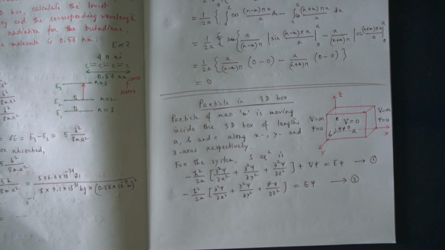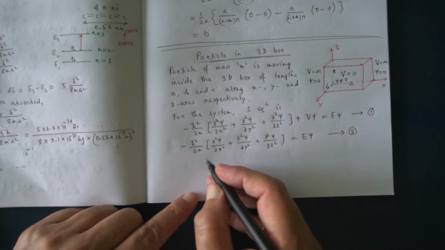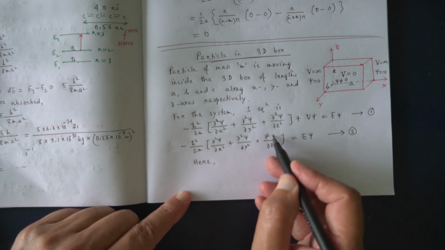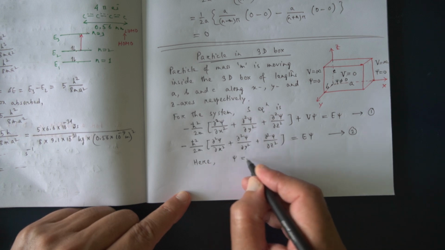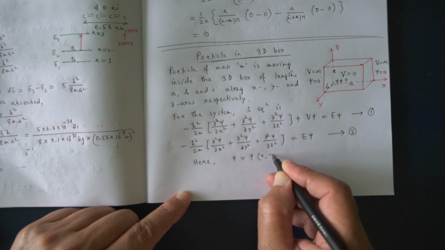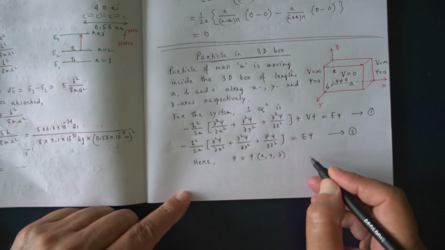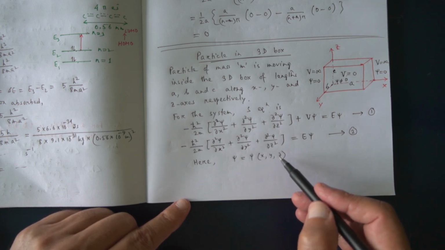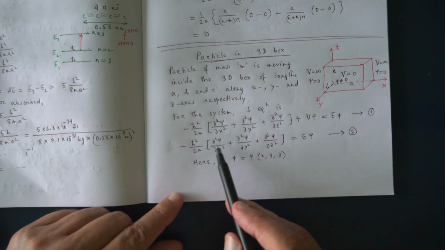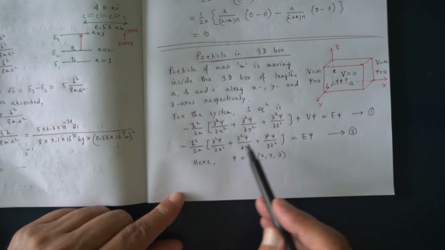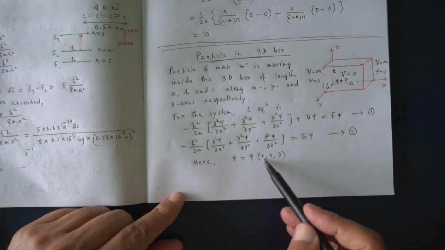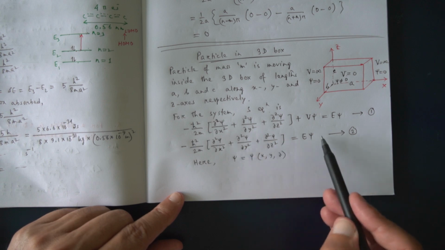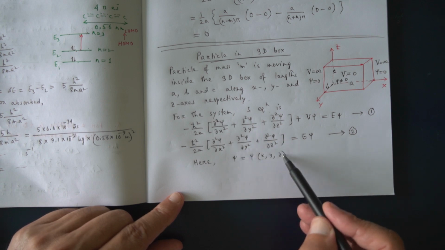Okay, now in this equation, this psi is actually a function of x, y, z. There are 3 variables. This psi is a function of x, y, z. Now in order to solve the Schrödinger equation containing more than one variable, what do we do?